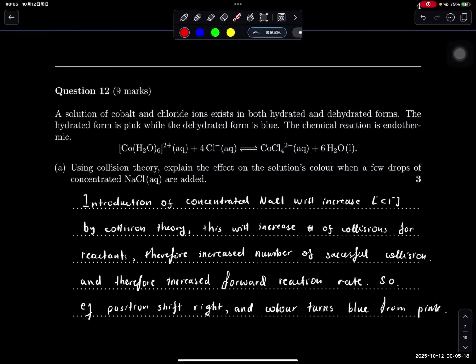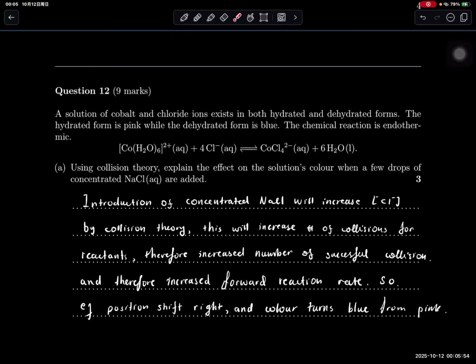Question 12. A solution of cobalt chloride ion exists in both hydrated and dehydrated form. The following is the chemical reaction. Question A says to use collision theory, so this is last week's stuff. I mean, technically, last lesson stuff, lesson one stuff. Explain the effect on the solution's color if a few droplets of concentrated sodium chloride were added. Okay, so the introduction of sodium chloride will therefore dissolve, right?